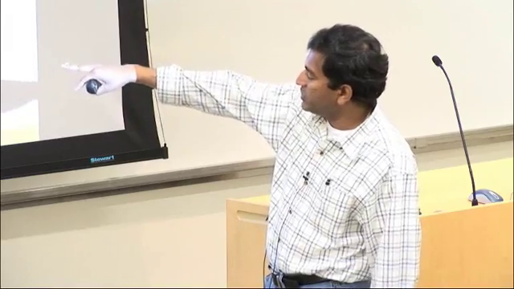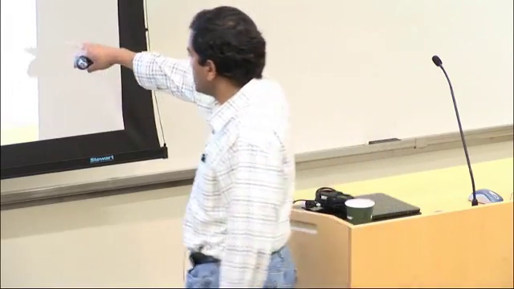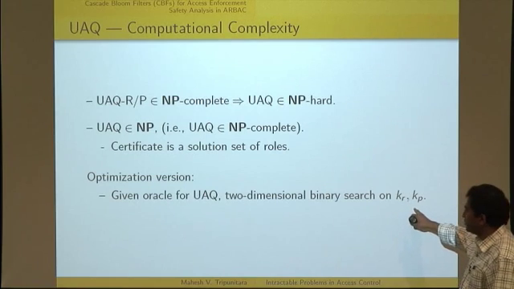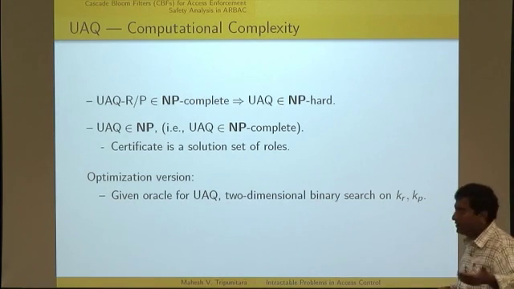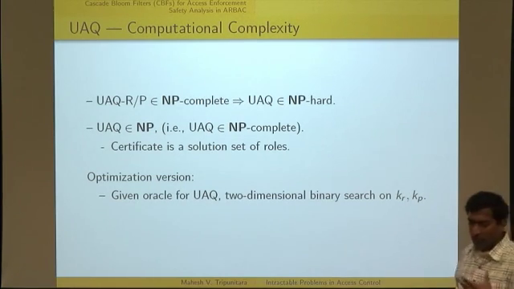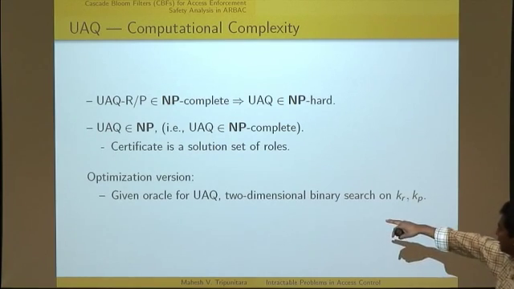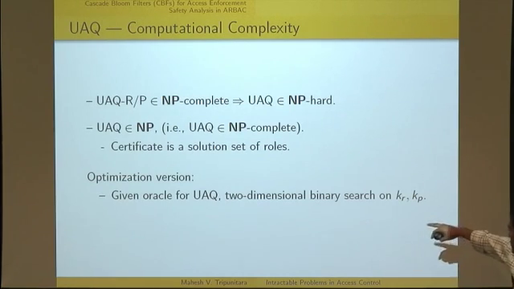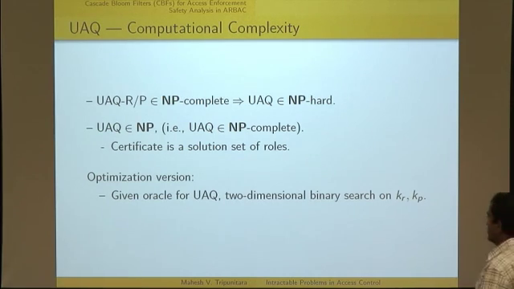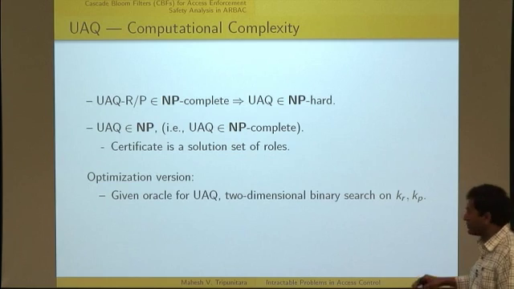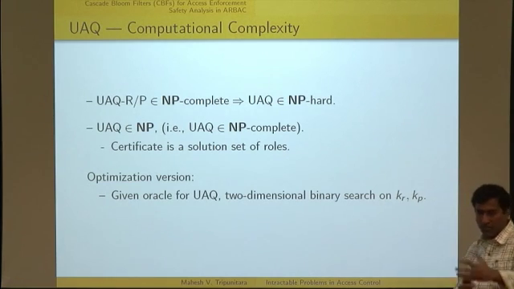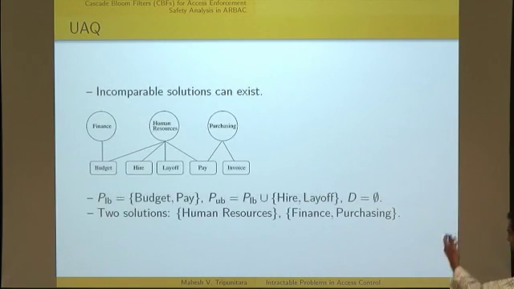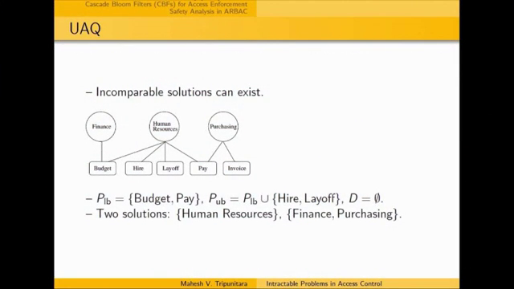Now the optimization version. The optimization objectives are the number of roles and the number of extra permissions. I want to point out something we expect, which is natural for many of these NP-complete problems: given an oracle for the decision version, we have a polynomial time Turing reduction from the optimization version to the decision version. All we do is a two-dimensional binary search on these two integers, and then we get the optimal. But yes, you are right, we can have incomparable solutions.